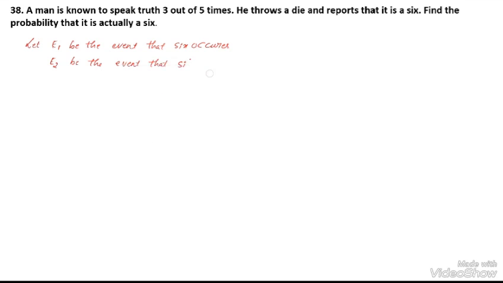Here the chance is that 6 occurs or 6 does not occur. He may say a false statement. So what is the probability of event E1? Out of the die's 6 outcomes, 6 comes only once, so it is 1 by 6. And out of 6 chances, 6 does not come 5 times, that is 5 by 6. This is the probability of E2.